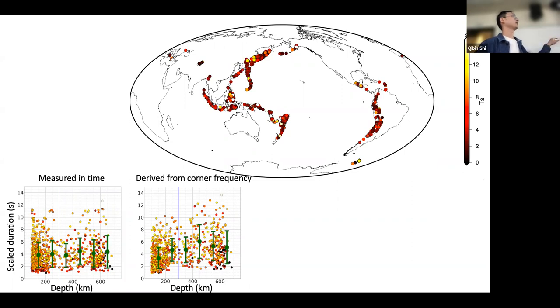It's from the time domain. Yeah. So I didn't plot the scaled duration from the corner frequency, because I wanted to make a direct measurement from the time. Maybe there are some errors. I don't know in which the error is larger. So, yeah. And this is a consistent feature with previous studies, actually.